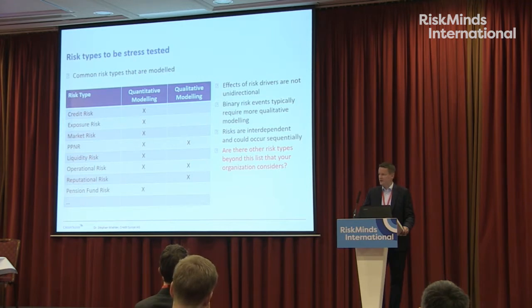First of all, of course, PPNR, earnings stress. There you need to make some qualitative behavioral assumptions if you want to cut to the core. As we all know, the binary operational risk typically has some qualitative assumptions in the background, and of course, reputational risk, where I think a quantitative model typically fails.